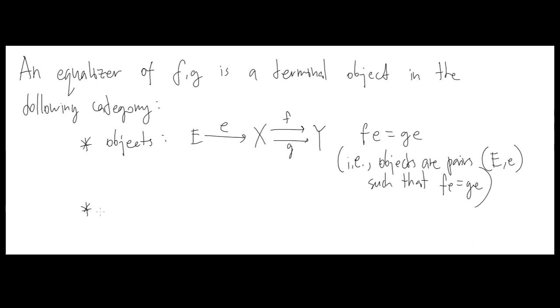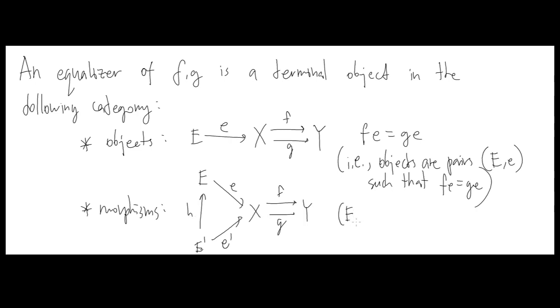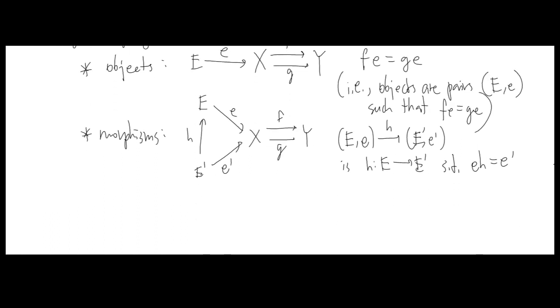Morphisms are commutative triangles. So if I have two objects, then a morphism is exactly the thing we want to be unique. So a morphism from one pair to another is a morphism H from E to E prime, such that EH equals E prime. Are we good with how the objects and morphisms are defined? Yes.